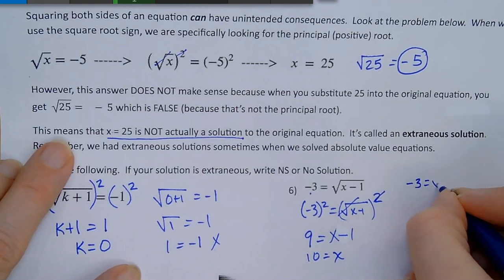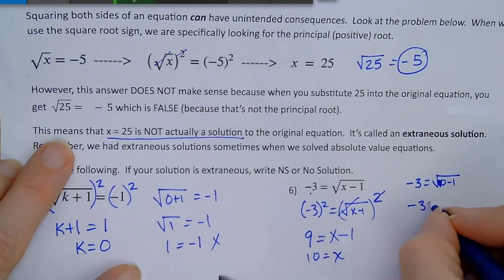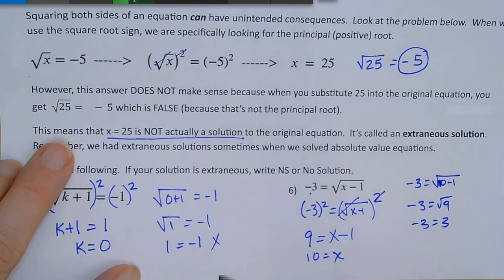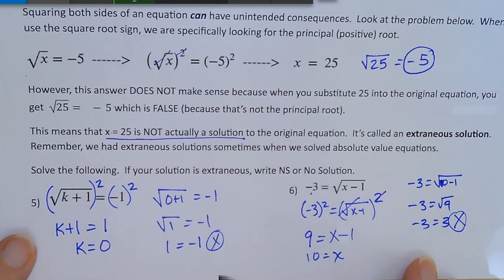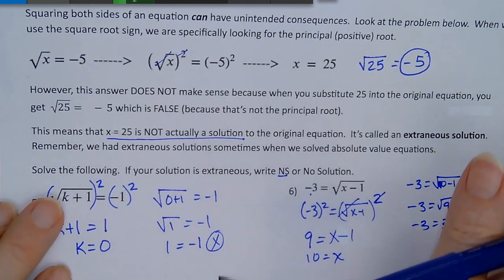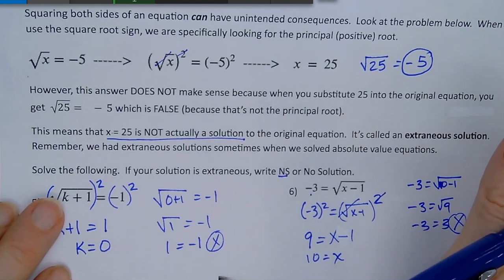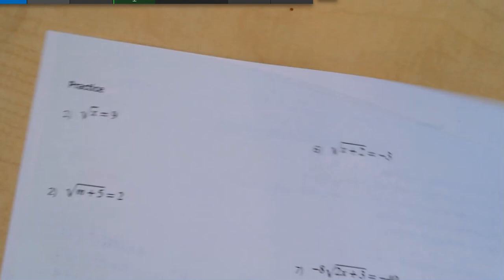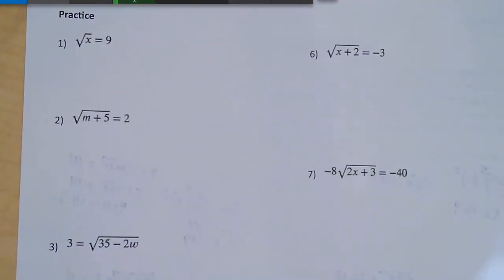Negative 3 equals the square root of 10 minus 1. 10 minus 1. Negative 3 equals the square root of 9. Negative 3 equals 3. Because we're looking for the positive root, right? And that is not true. So these are our extraneous solutions. So we don't have a solution, right? We're going to say no solution. If you take the trouble of writing down extraneous solution, then I'll give you credit, of course. I don't know about your other teachers, though, if you're not one of my students.